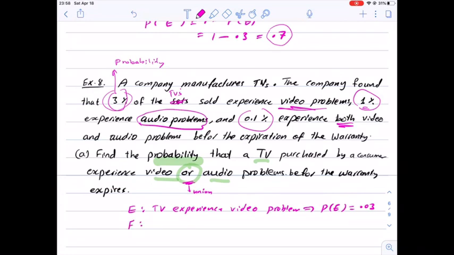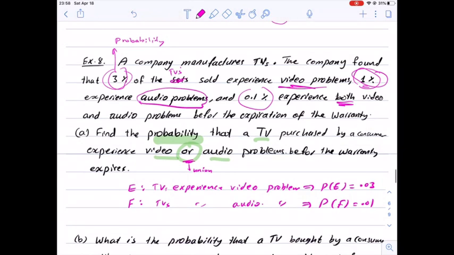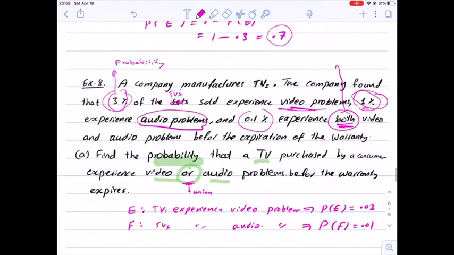But in the other problems, we are given numbers. Okay, so the second event is F, the TV's experience audio problem. So that means probability of F is how many? 1%. It's 0.01. Now both, that means the union.